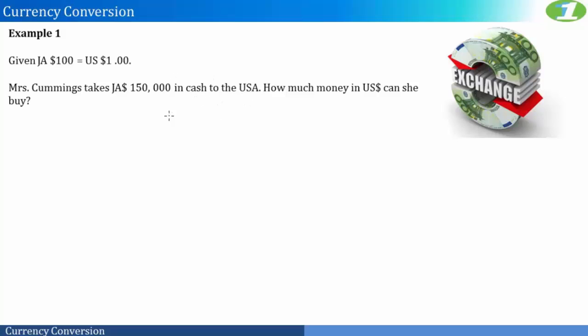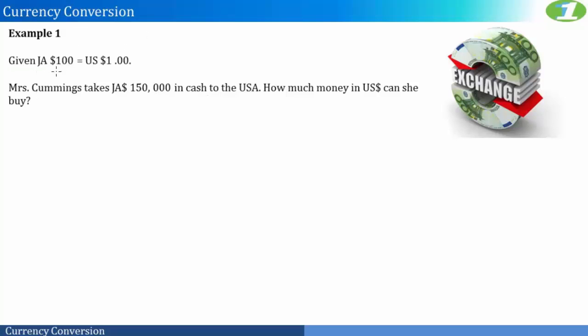And this is extremely important, especially if you were to go into another country, let's say Venezuela, and you need to spend their currency and you have, let's say, US dollars, all right? So you really have to know how to convert currencies in order to function in our society. Now let's look at our first example.